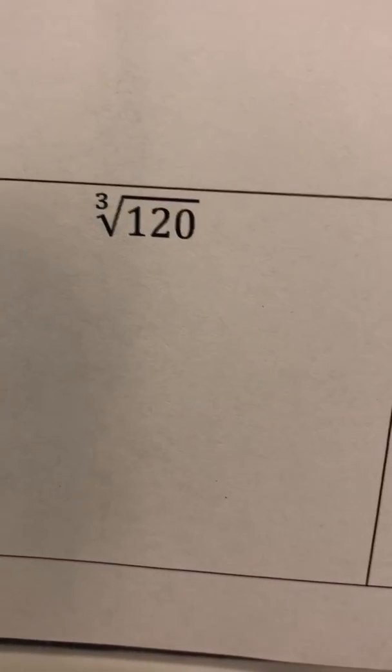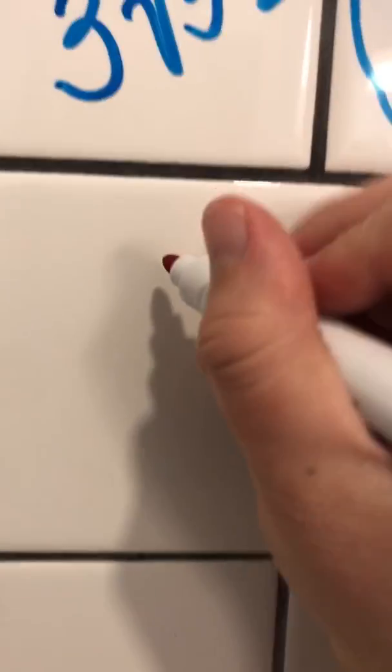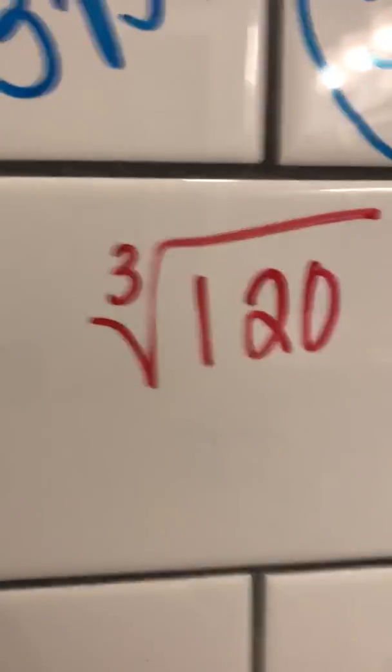Here I have an index number. They give me that number. So when they give me that number is super important. I need to really pay attention to that and take note of it and use it throughout the problem. So first I'm going to just write it out. I have this cube root of 120.